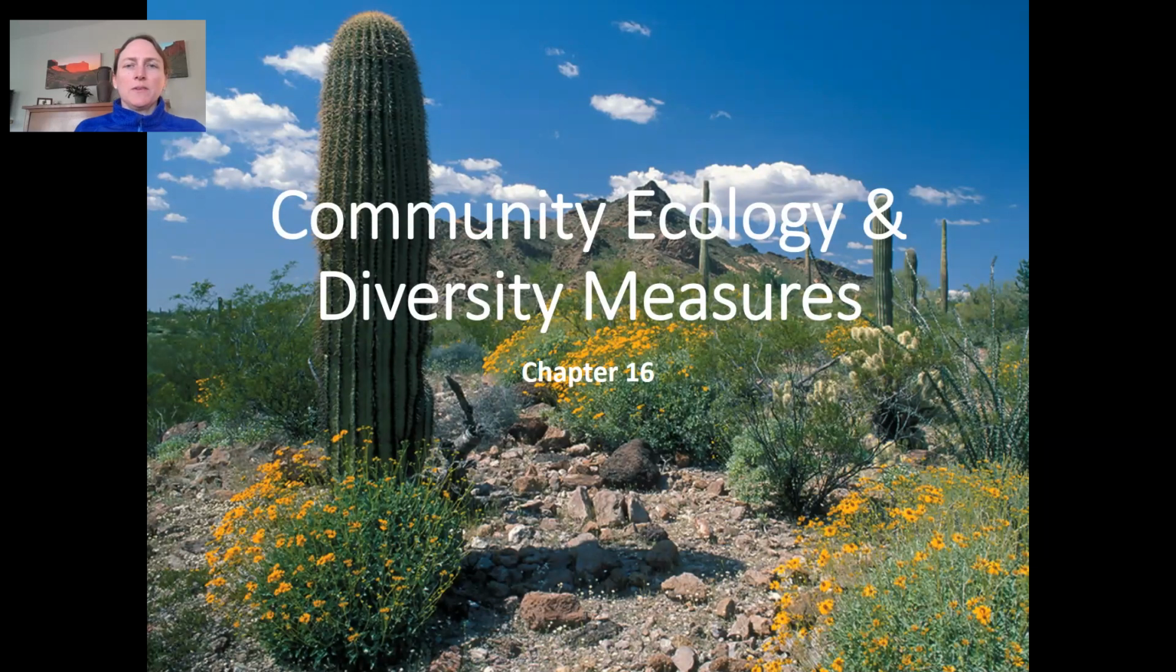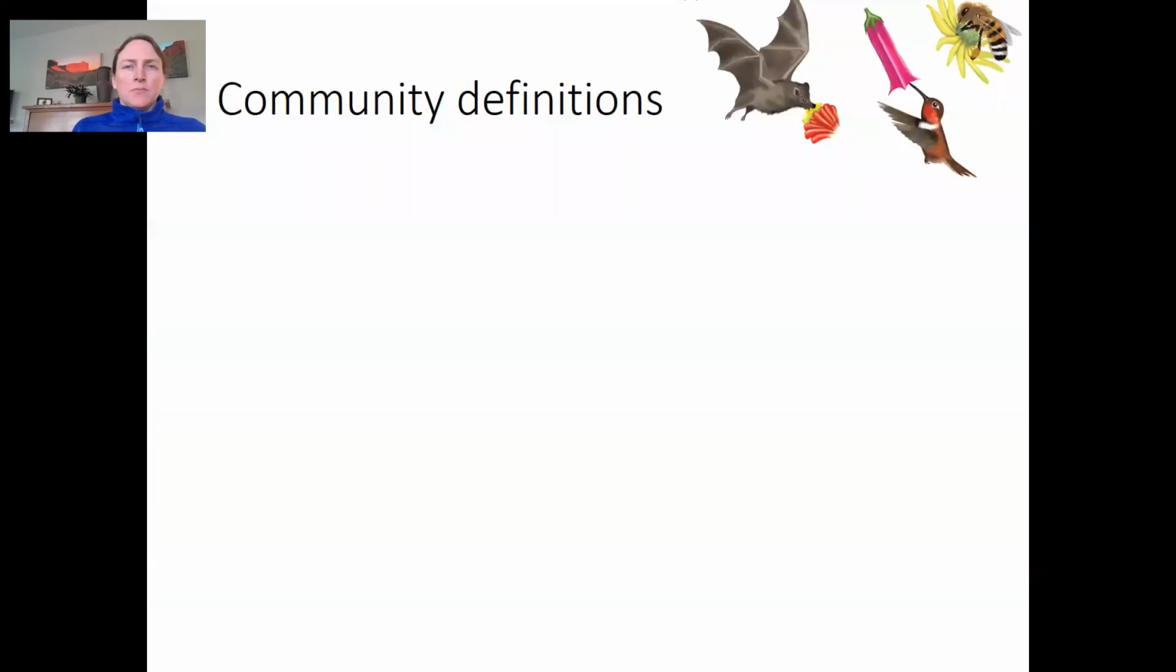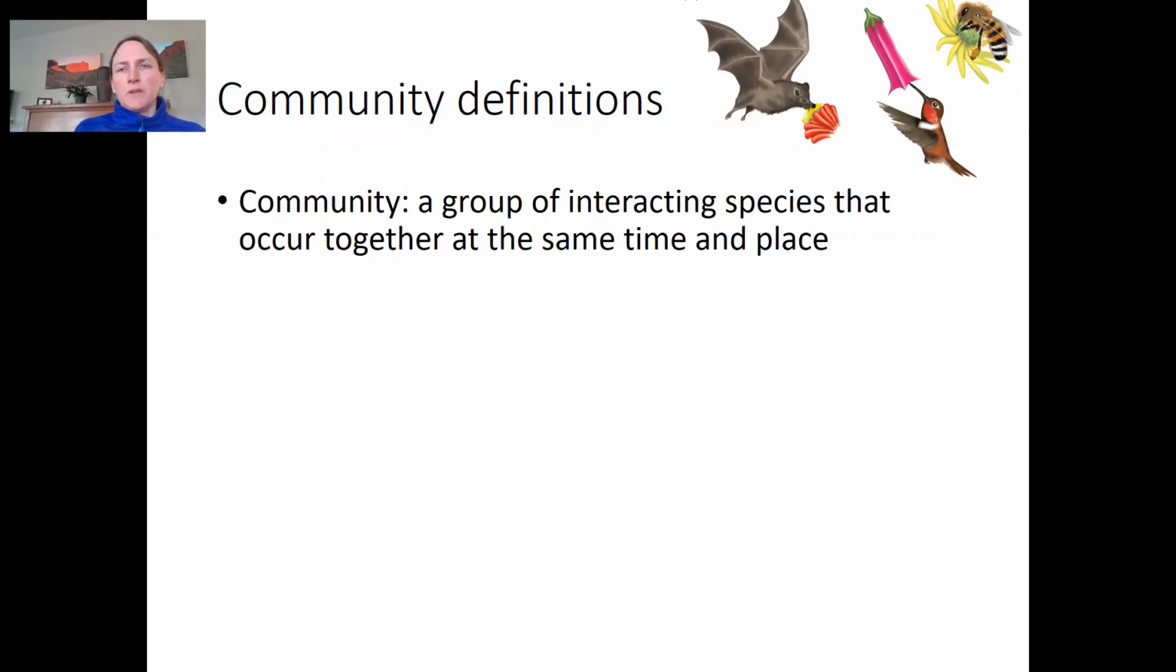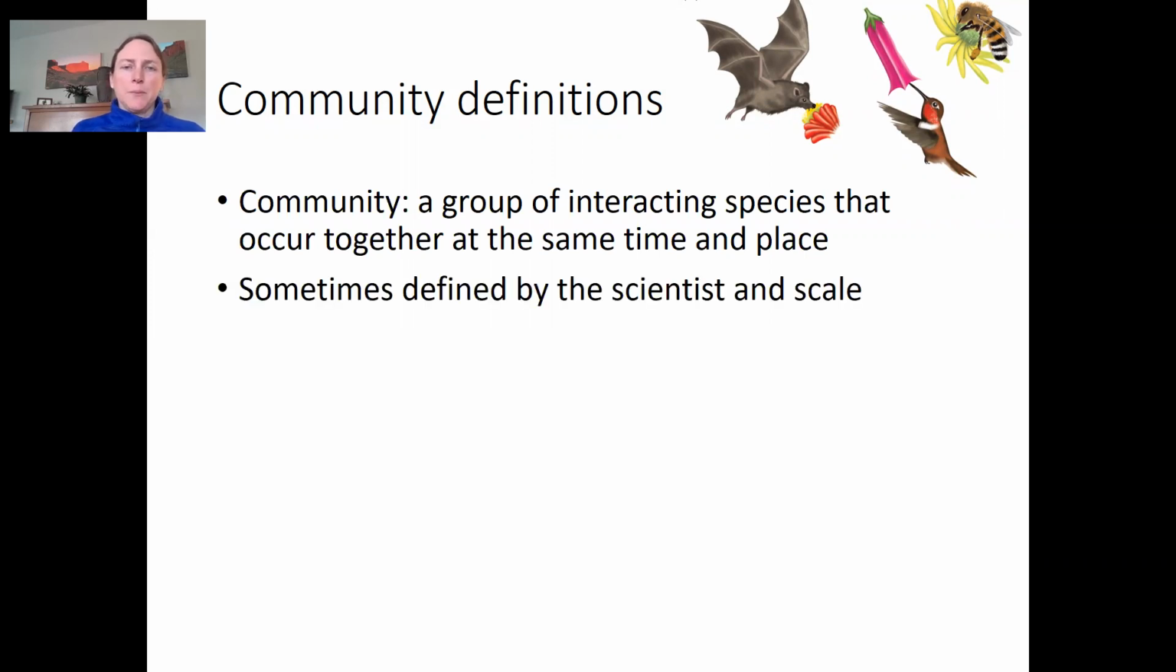So today I'm going to talk about community ecology and diversity measures. First of all, there's lots of ways to define communities. Communities can be a group of interacting species that occur together in the same place and time, and they can be a mix of species or they can be subsets of species. So for example, you can define a community at whatever scale you're interested in.